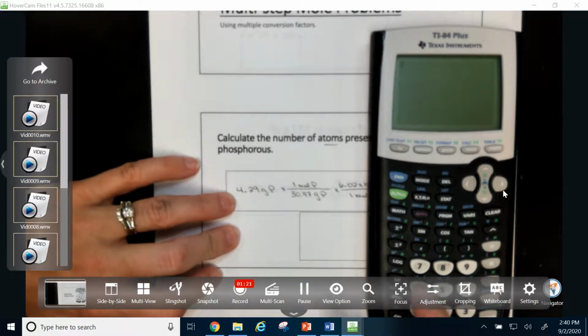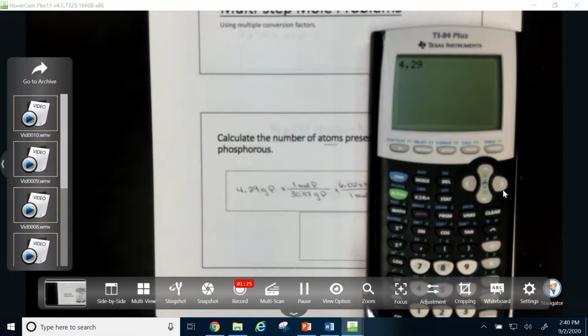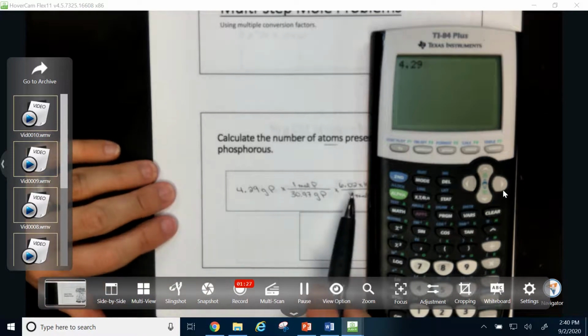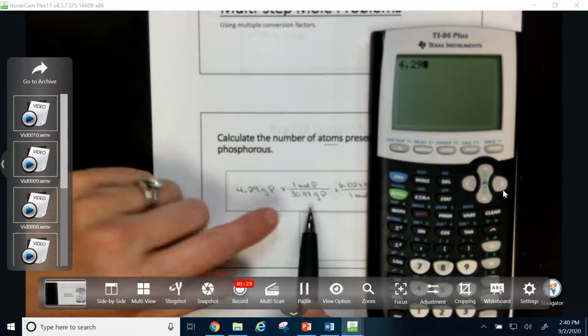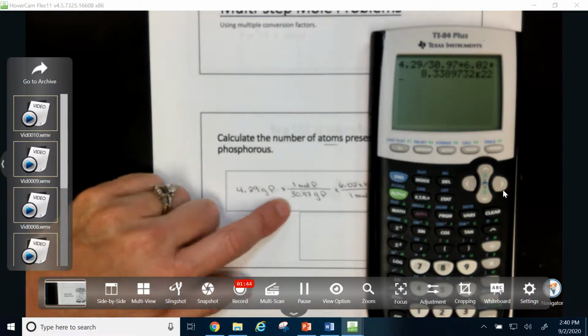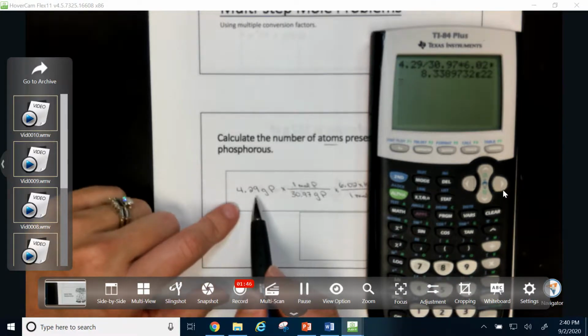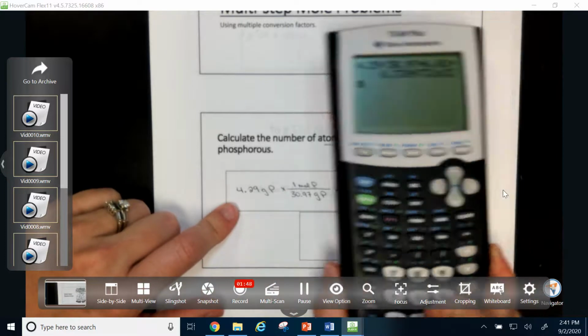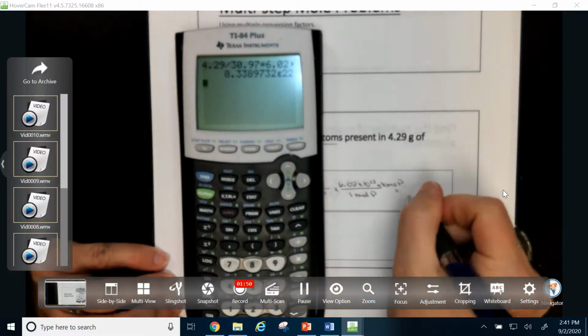I always put in my given first, 4.29. I personally work left to right, but you can go across the top first if you want, and then the bottom. But I'm going to divide by 30.97 because the 30.97 is in the bottom. I'm going to multiply by the 6.02 second EE 23 because it's in the top, and then equal. I'm looking for 3 sig figs for my answer, so I would record my answer as 8.34.